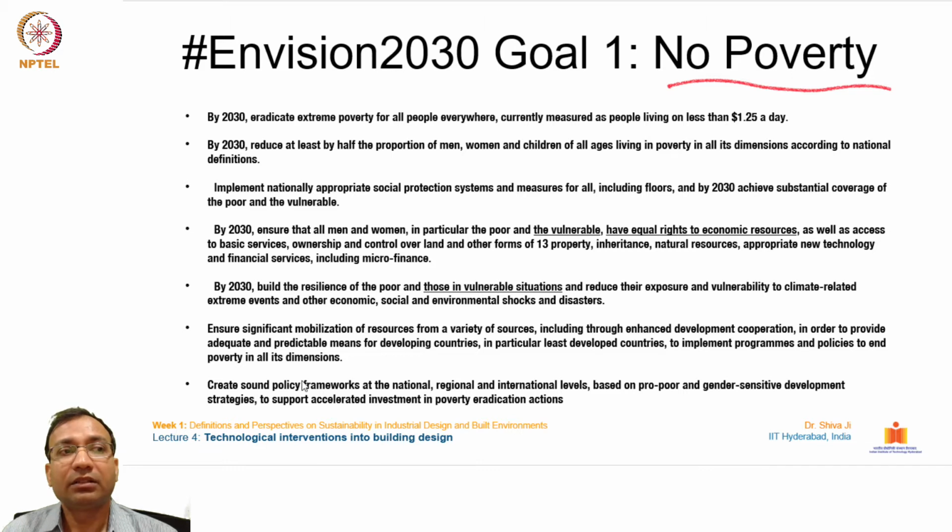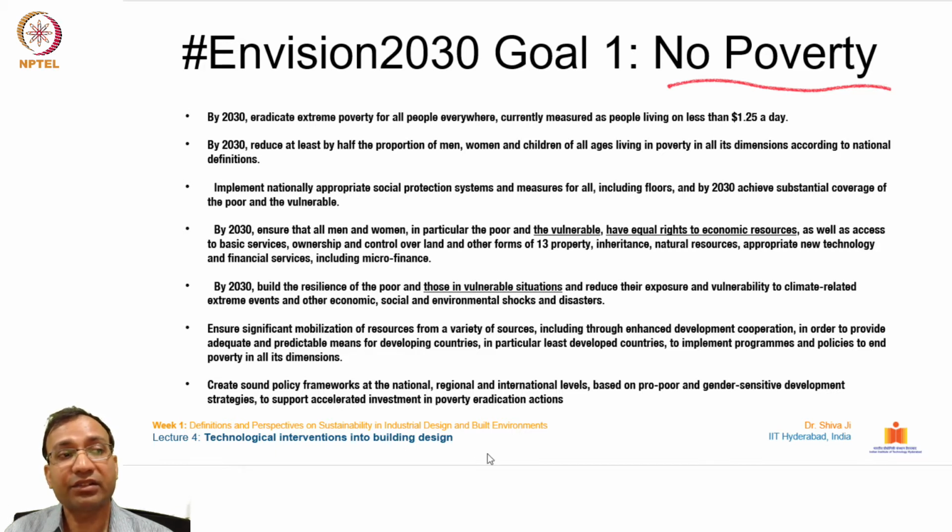Further, by 2030, build the resilience of the poor and those in vulnerable situations and reduce their exposure and vulnerability to climate related extreme events and other economic, social and environmental shocks and disasters. So this talks about the effects which could be possible through degradation in these ESG aspects. So one must take care of those vulnerable situations or the criticalities which may arise. So we must work to create a resilient model of development, so that we can take care of ourselves in those extreme situations.